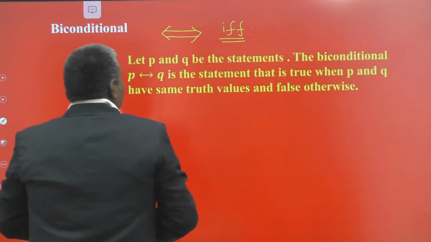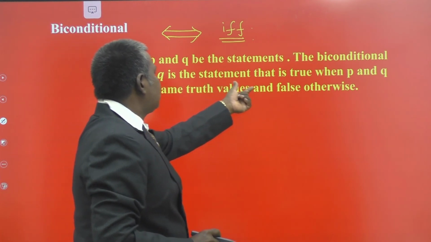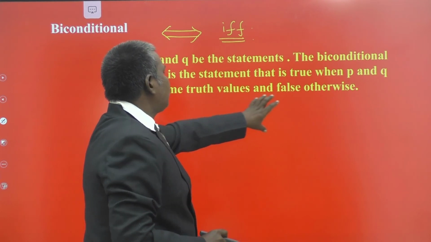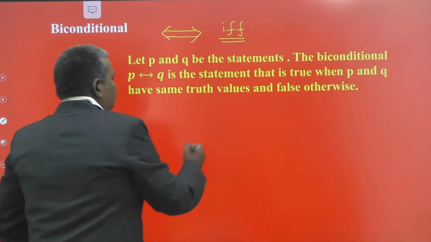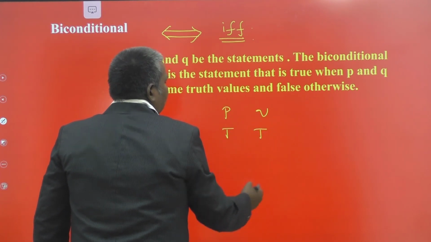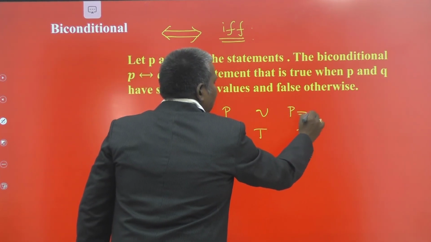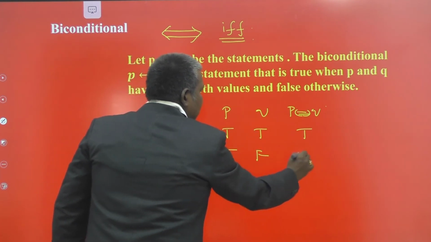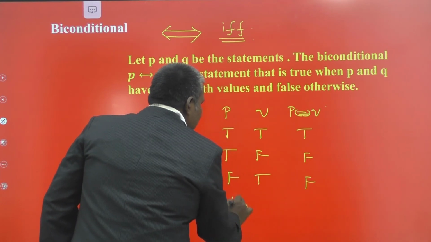See here, let P and Q be two statements. The biconditional P bi-implication Q is the statement that is true when P and Q have the same truth values, and it is false otherwise. That means if both have the same output, then only it will be true. Otherwise it is false. So true, true, true. True, false, false. False, true, false. False, false, true.